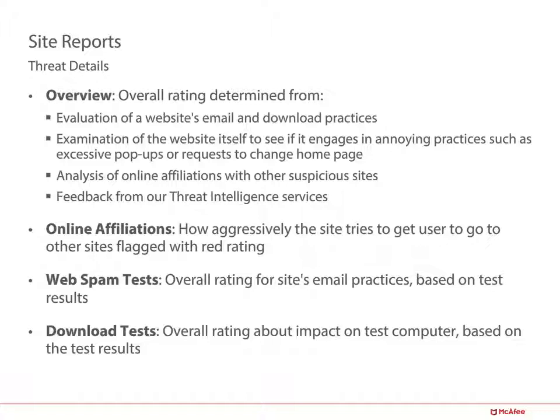The web spam test shows an overall rating for website email practices based on the test results. Site ratings are based on how much email we receive after entering an address on the site and how much the email looks like spam. If either measure is higher than what is considered acceptable, McAfee rates the site yellow. If both measures are high and one looks egregious, the site is rated red.